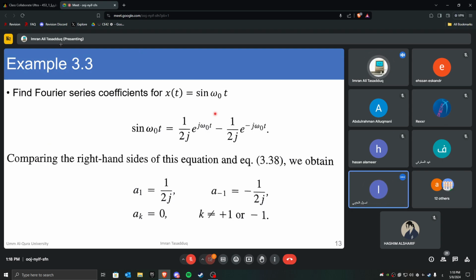Doctor, you mean you will use Euler identity and sine? Yes, exactly. Yes, that's what we do.